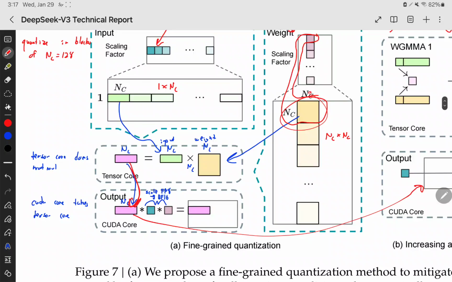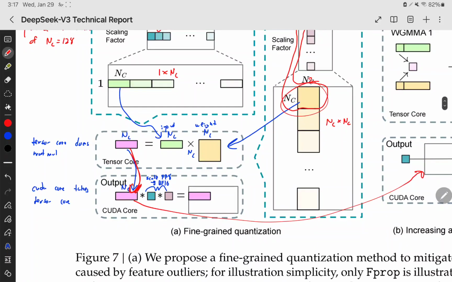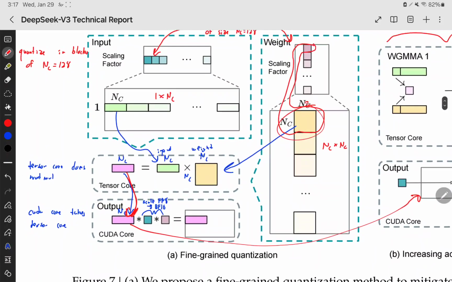You send that back to the CUDA core, which receives the output of the matrix multiplication, and then it rescales it to floating point 16. So that's why you have your scaling factors here. So cast down, do the multiplication, cast up. This does the casting up here.